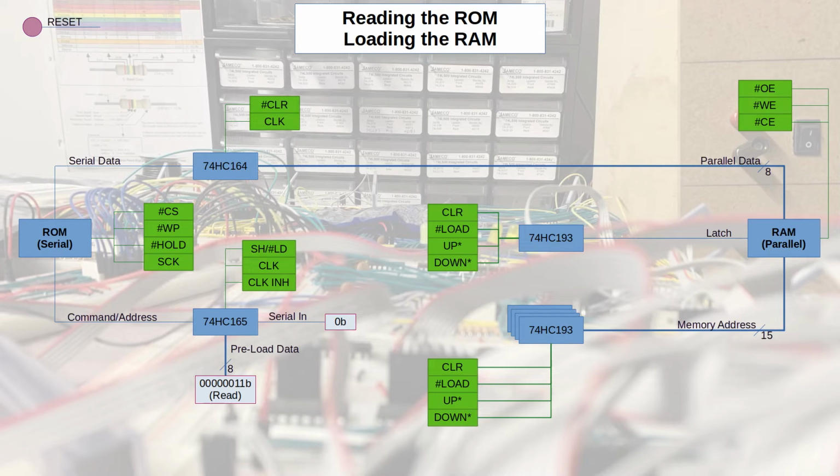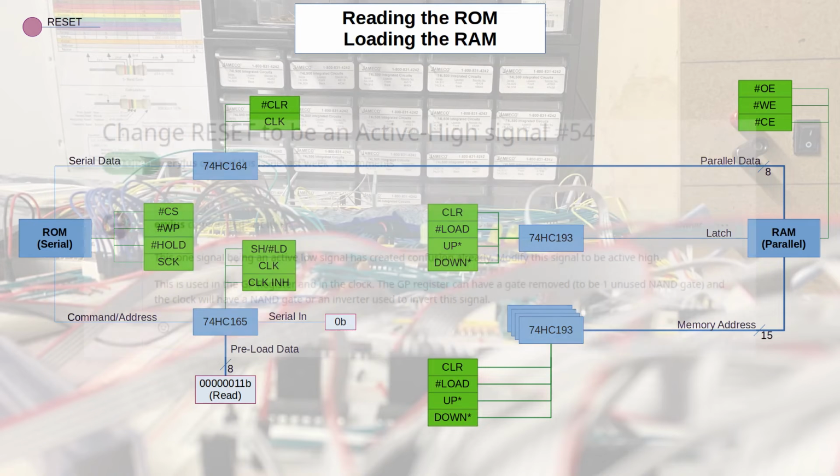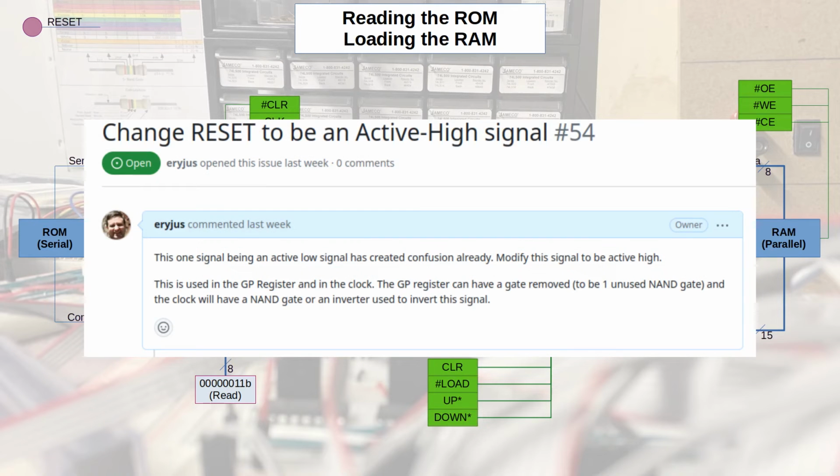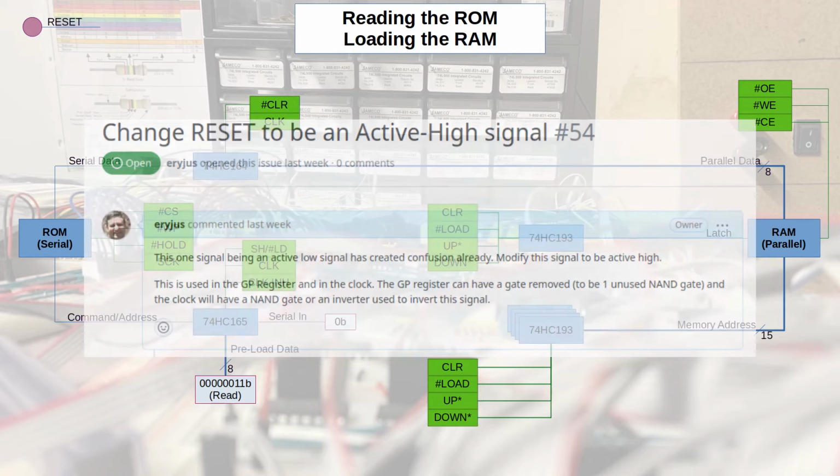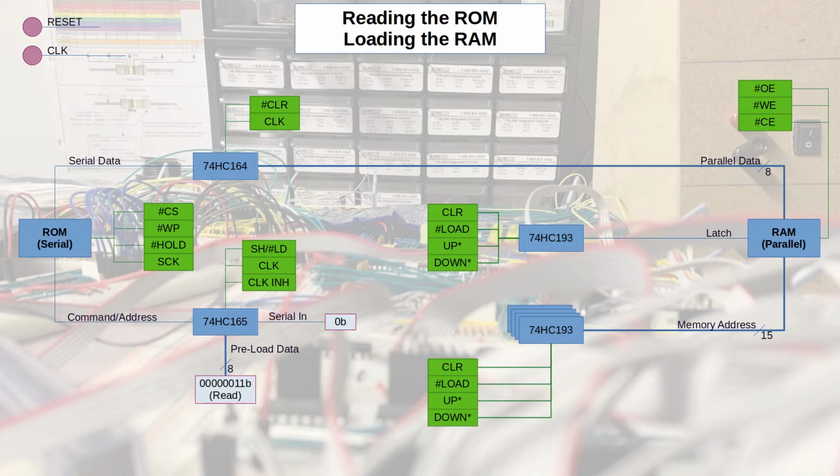Finally, for my inputs into this circuit, I will have a reset signal, which has been previously active low, but I want to change that to be active high. I've got a note to myself that I need to make that change. And I'm going to design this circuit as if it is active high. And then I'm going to need some form of a clock.